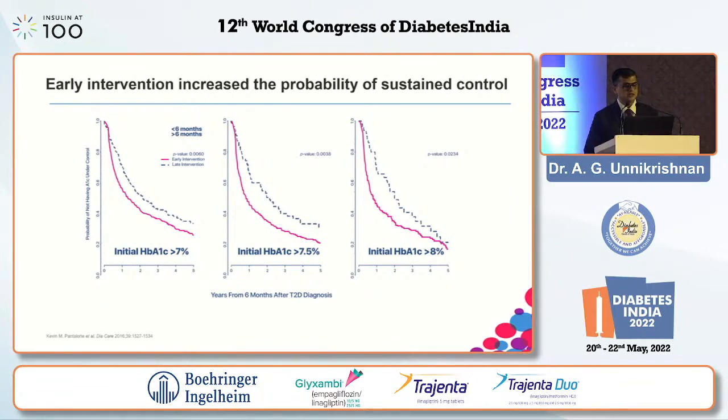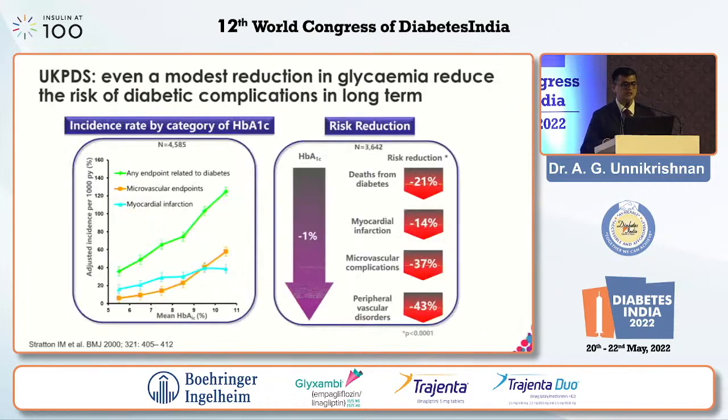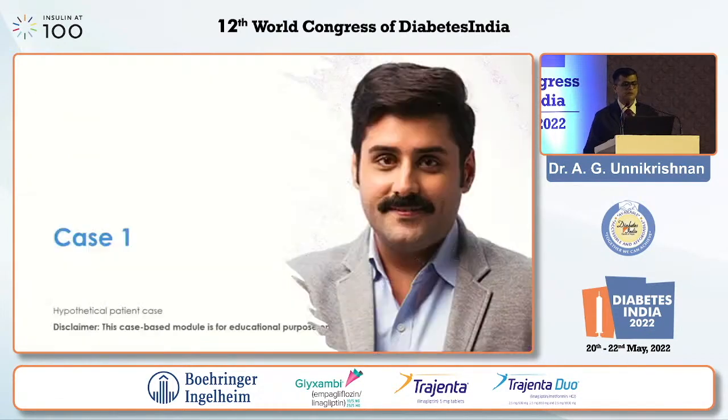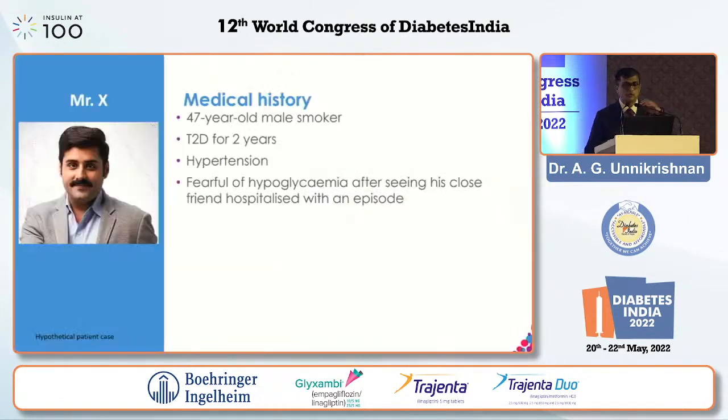So this is data. In the x-axis you'll see the time, and the y-axis you see the probability of having A1C under control. And you'll see that people whose initial A1C was above 7 versus above 7.5 versus above 8, people with early intervention did much better. So this is the UKPDS study which showed that even a modest reduction in hyperglycemia improves complications. Let's look at a case now.